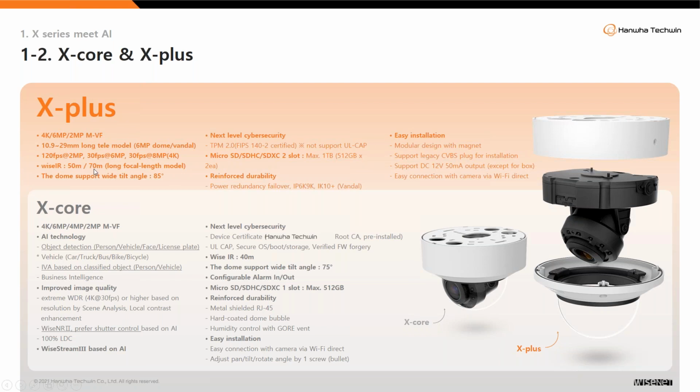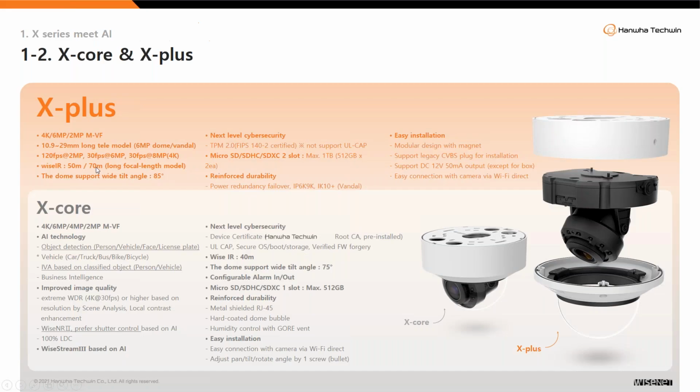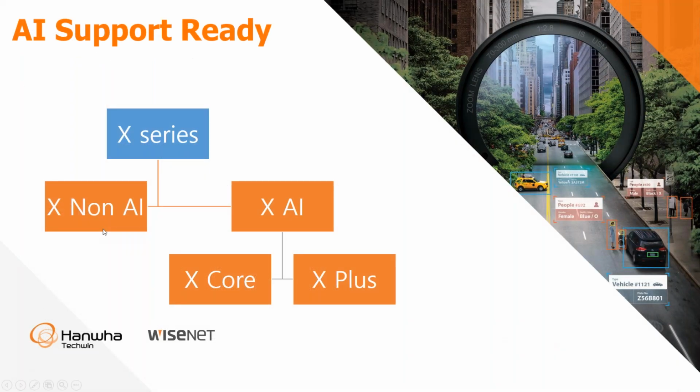Okay. Now, in non-AI, you can also find this 70-meter range and all that. It is better that you check the data sheet before you go with any model. But the word plus refers to this modular structure. Okay. So even in X non-AI, there are two, X and X plus. The plus means modular structure.